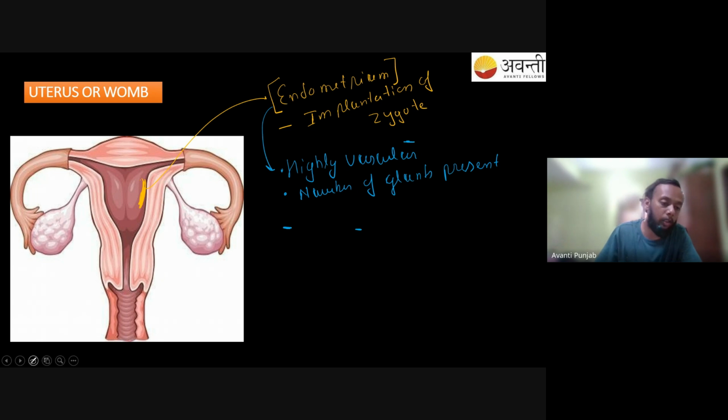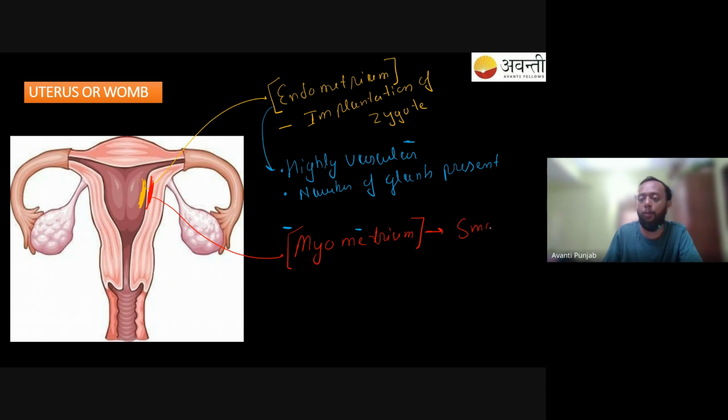उसके बाद you will be finding the presence of the second layer, that's my myometrium. So after that you will have your myometrium, which is the middle layer, right? So myometrium is the middle layer, which is made of smooth muscles.